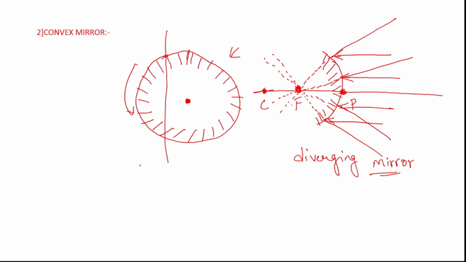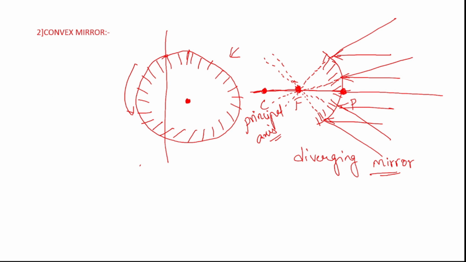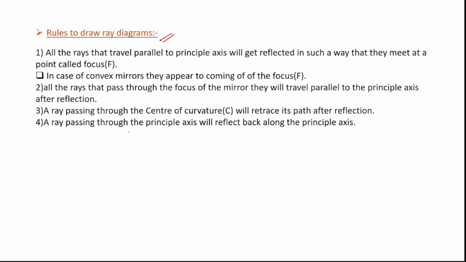So this is the pole, focus and center of curvature in case of convex mirror, and the principal axis is same. The line drawn from pole to center of curvature is called as principal axis. Okay, so this is pole, focus, center of curvature and principal axis in both concave and convex cases. Next, rules to draw ray diagrams. So what is a ray diagram? A ray diagram is nothing but this. Okay, so there are some rules to draw ray diagrams. So let us see what are they.